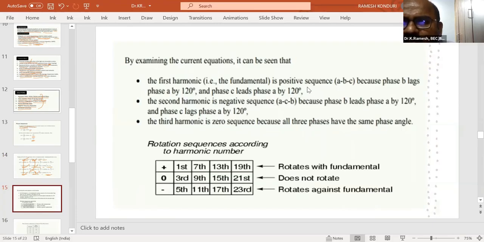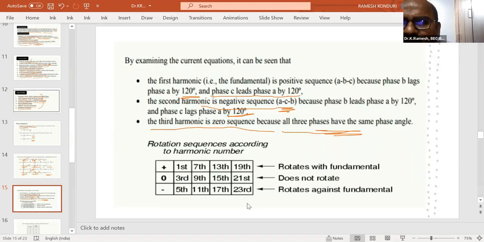The first harmonic, the fundamental, is a positive sequence because phase B lags phase A by 120 degrees and phase C leads phase A by 120 degrees. Next, as I have shown you, the second harmonic is the negative sequence ACB because phase B leads phase A by 120 degrees and phase C lags phase A by 120 degrees. And the final one, the third harmonic, is zero sequence because all three phases have the same phase angle.